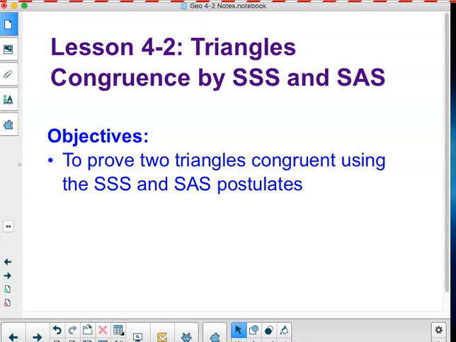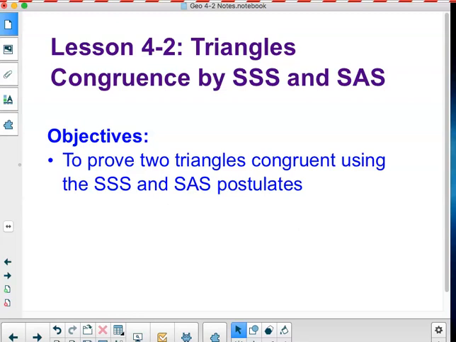Okay, this is lesson 4.2, triangles, congruence by side, side, side, and side angle side. Now I've got some folks going, what's up with this? Yesterday in section 4.1, y'all learned that you had to have all 6 parts, 3 sides, 3 angles congruent. Today I'm telling you, you got shortcuts. And today's the shortcuts of side, side, side, and side angle side. Okay, so that's what we've got going on.